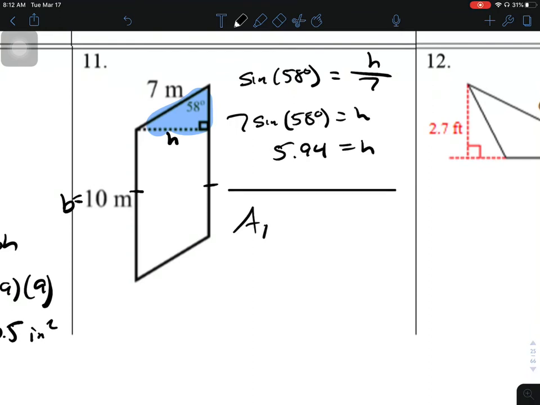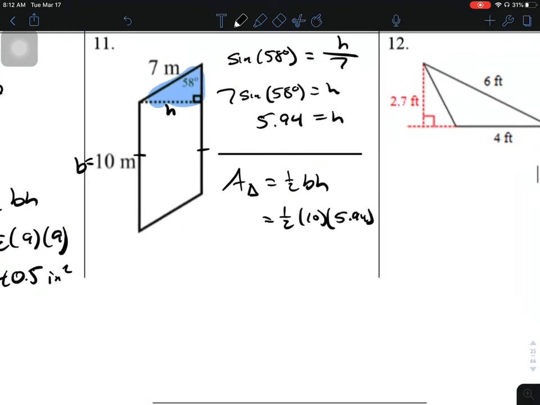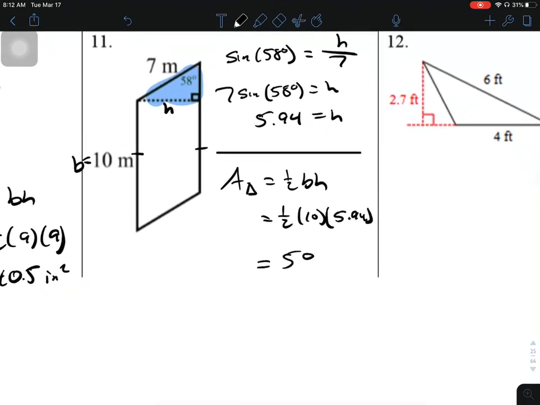Then to find the area of the triangle, it's 1/2 the base times the height. The base is 10, the height is 5.94. That is 59.4 square meters.